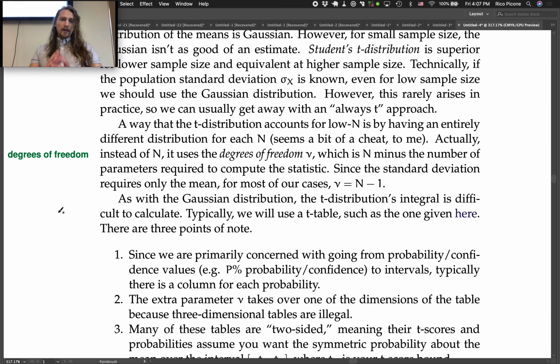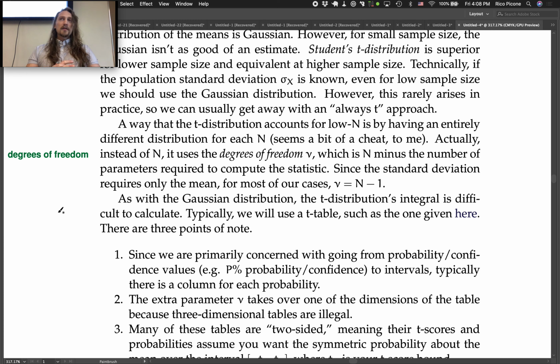A way that the t distribution accounts for low n is by having an entirely different distribution for each sample size n. It seems like it's a little bit cheating. They were like, hey, we'll just come up with a different distribution for all these. Actually, instead of n, it uses the degrees of freedom, nu, which is n minus the number of parameters required to compute the statistic. Since the standard deviation requires only the mean, for our case, nu is going to be equal to n minus 1 in our estimates of the standard deviation.